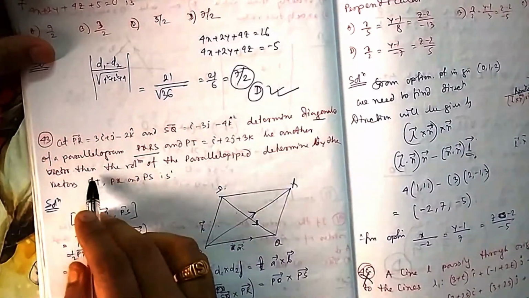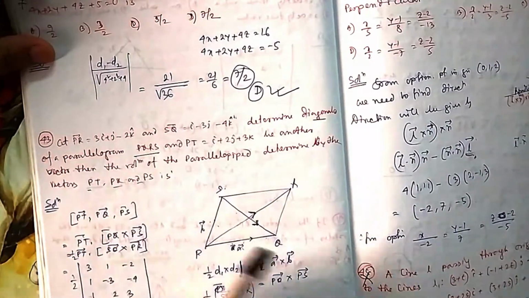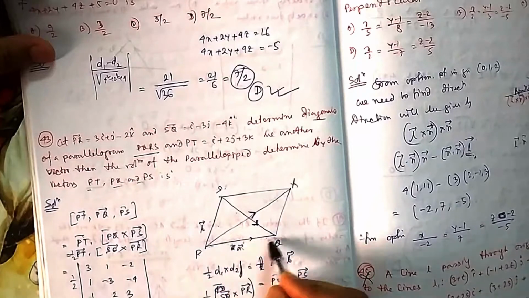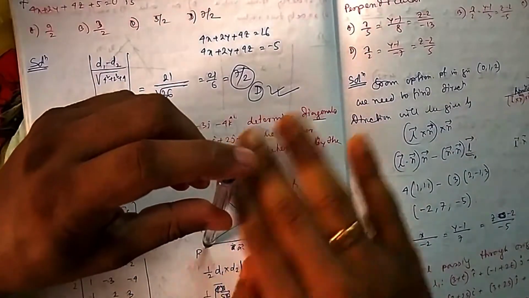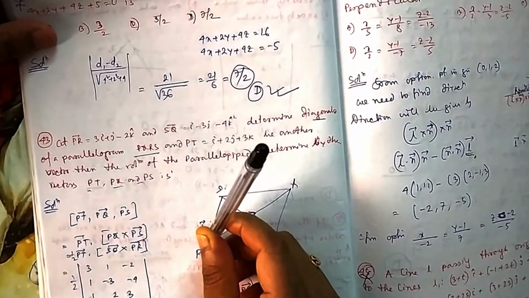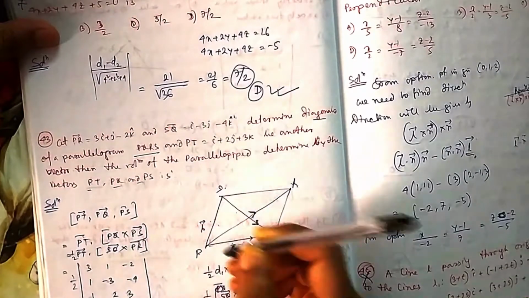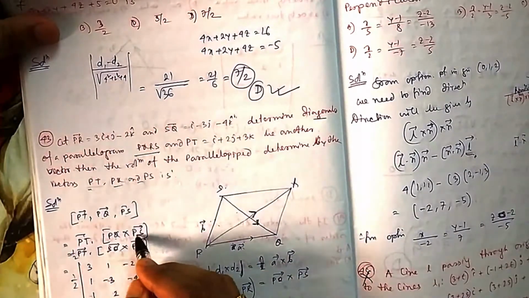Let it be another vector, then the volume of the parallelepiped determined by vectors PT, PQ, PS. Suppose PT. So it will be a box, a parallelepiped. So what is the volume of the box? That is the box product of PT, PQ, PS, which is nothing but PT dot PQ cross PS.